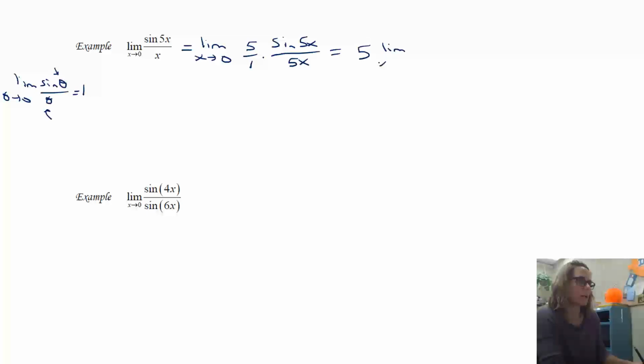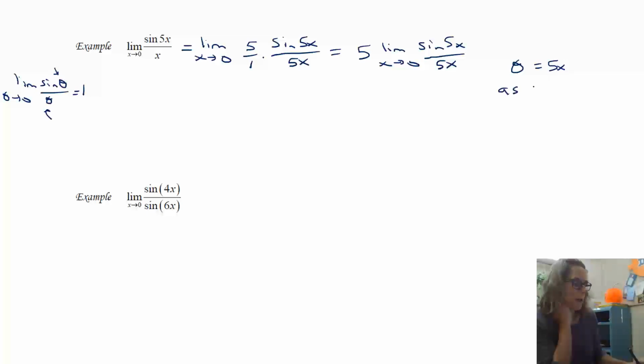And then we have the limit as x goes to 0 of sine of 5x over 5x, excuse me, because we put that in. And the idea here is this piece is going to be 1, but we just need to do a little bit more work to make that happen, because it doesn't look like the theta over theta that we have over here. So what I'm going to do is use theta right now, I'll call theta being 5x. And the reason I'm doing that is I'm basically using substitution.